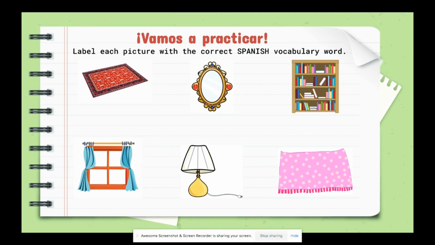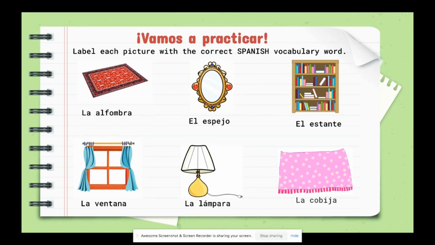Okay, so let's go over it. The first picture is la alfombra. The second picture is el espejo. The third picture is el estante. Fourth picture is la ventana. Fifth picture is la lámpara. And the sixth picture is la cobija.